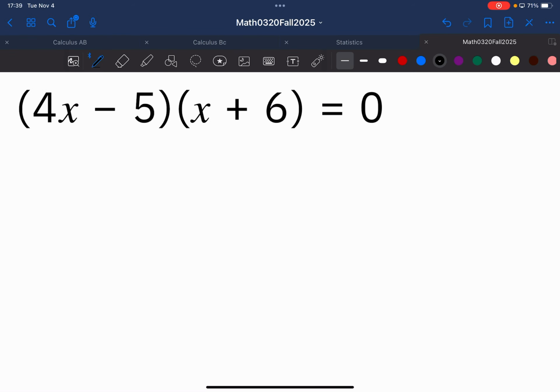Okay, so this one, same thing. We have 2 factors. We're going to set each equal to 0. So 4x minus 5 equals 0, and then x plus 6 equals 0.